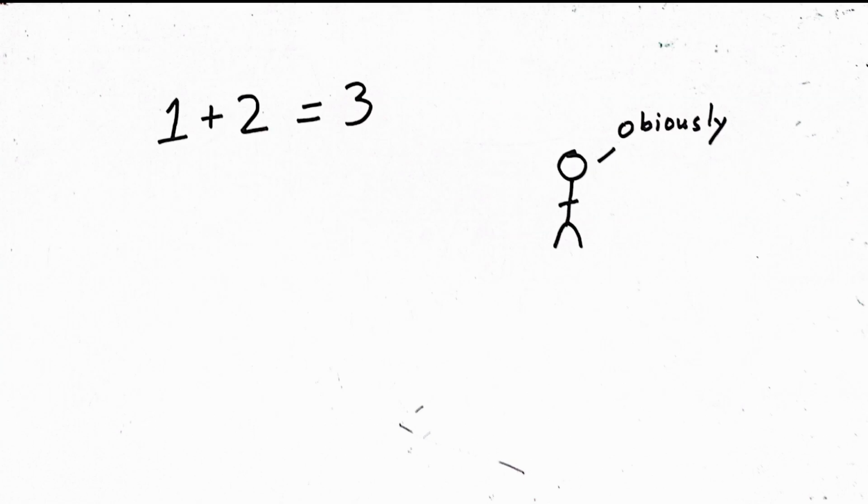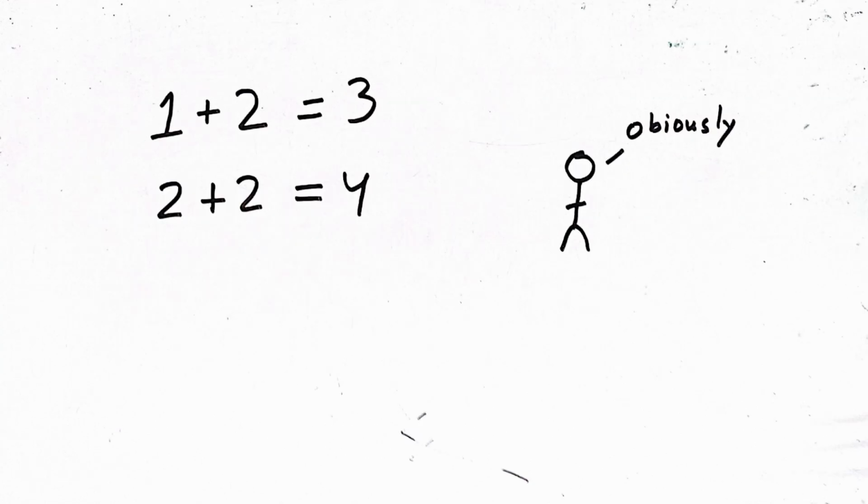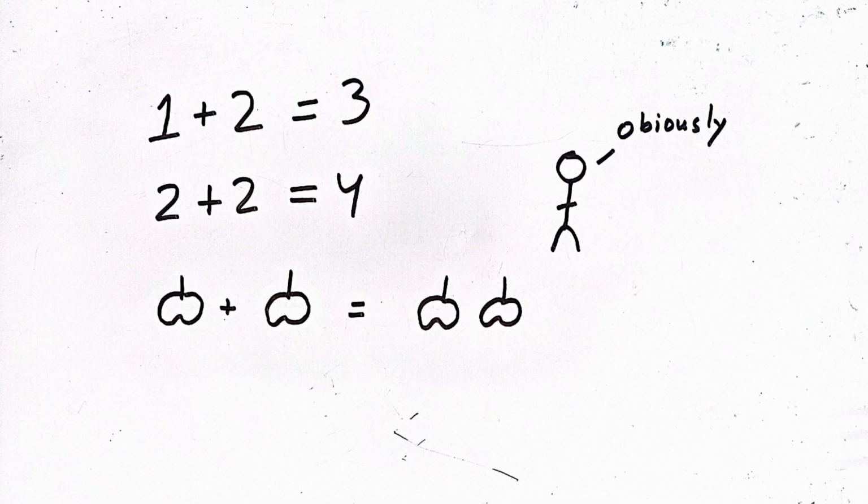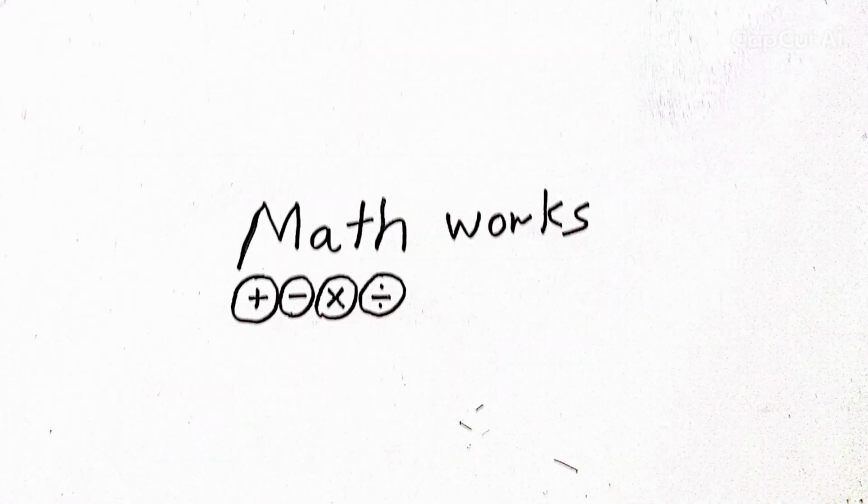1 plus 2 equals 3. 2 plus 2 equals 4. If you have one apple and you have another apple, then you have two apples. This is how mathematics works.